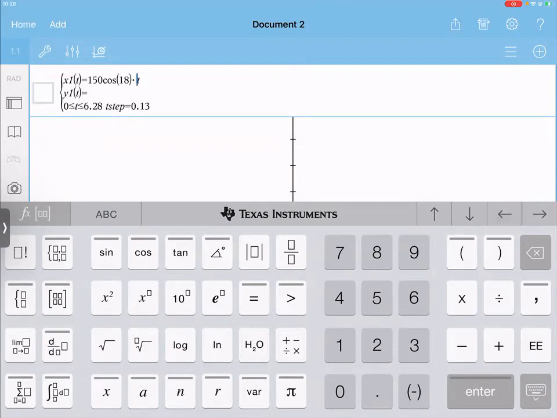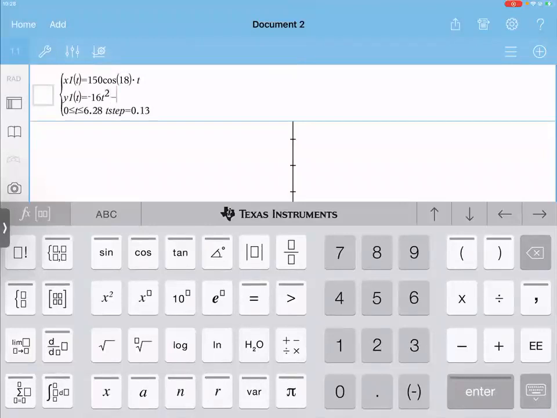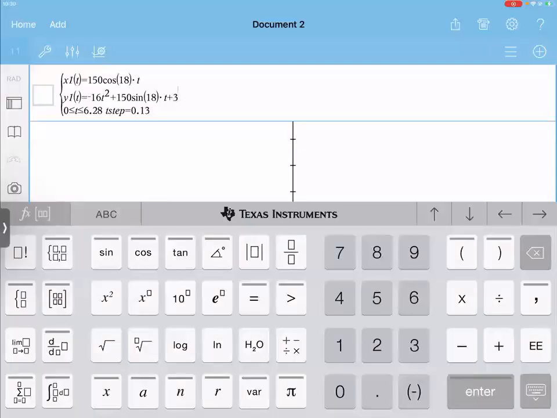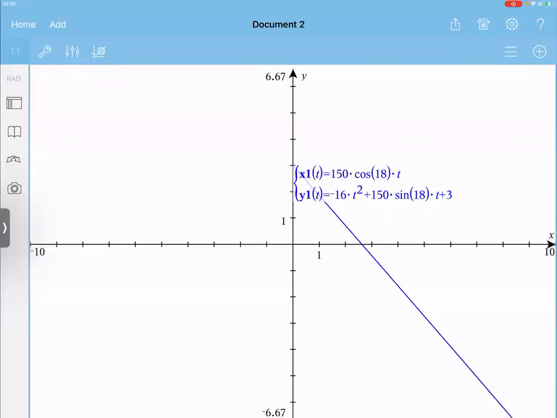Then the y equation would be negative 16 t squared plus 150 sine of 18 degrees times t, and then plus 3. This is what you would type, making sure that everyone can get to the same page. Then you hit enter, and you will see a graph like this.